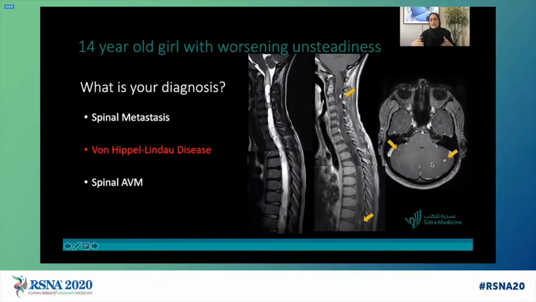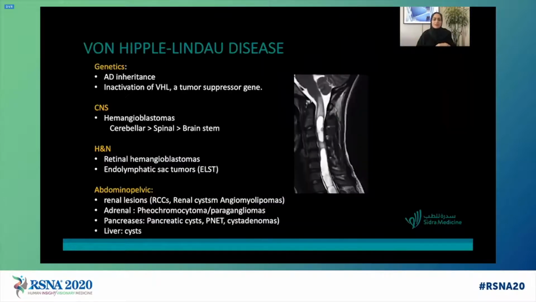We always learn during residency, if you were to see a cystic mass within the posterior fossa with enhancing nodularity, it's a pilocytic astrocytoma with a differential of hemangioblastoma. But if you see multiple lesions, then it's multiple hemangioblastomas in a case of von Hippel-Lindau disease. Von Hippel-Lindau disease, like other phakomatoses, is due to the inactivation of a tumor suppressor gene, the VHL gene. It usually carries an autosomal dominant inheritance.